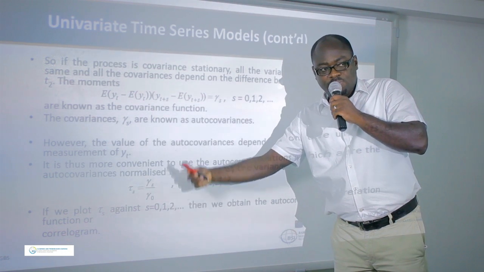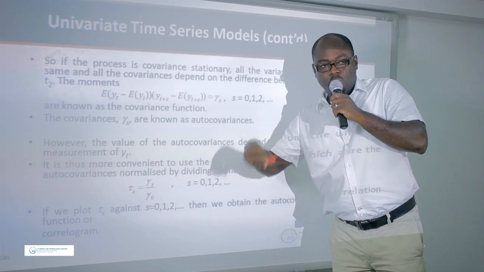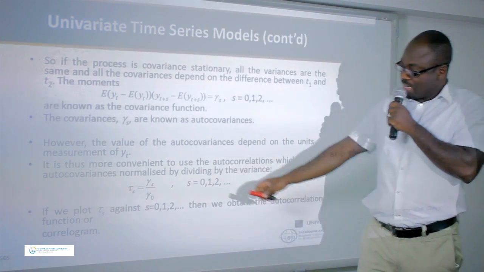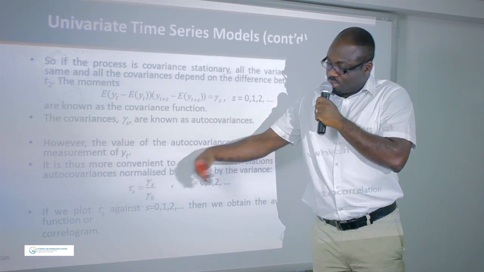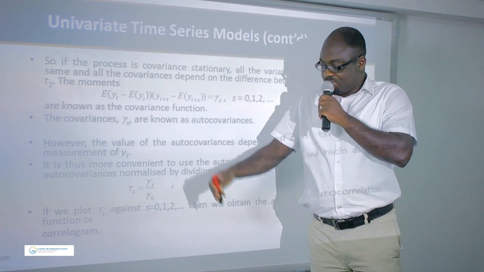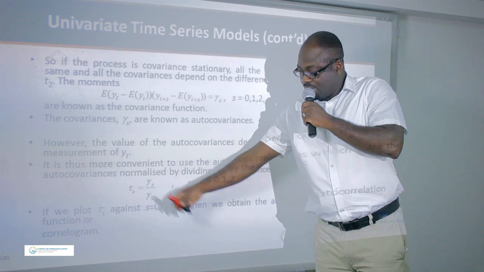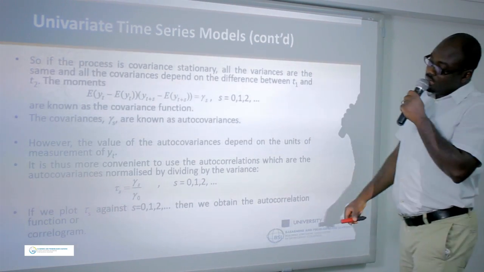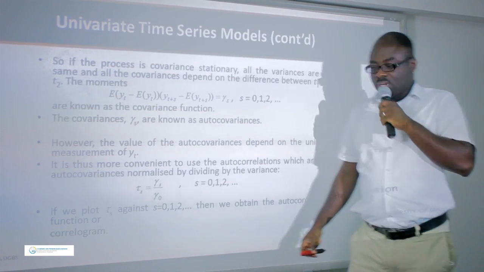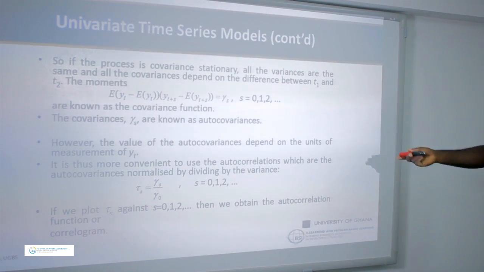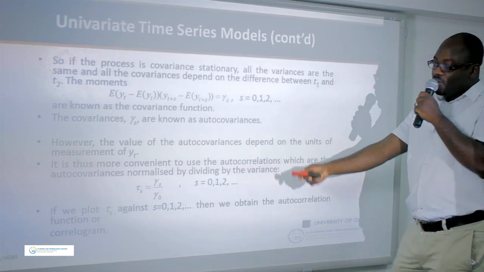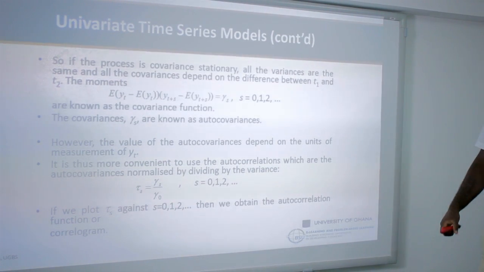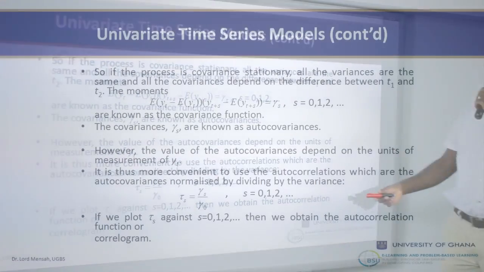So the squared deviation of the average from itself. We don't move any steps, which is why we don't see a series, so we have zero. That's gamma naught. Then gamma s, which is the relation of the series with itself some steps ahead, divided by the variance, gives us the autocorrelation denoted by tau s. If we plot tau s against s, the number of lags or leads, we obtain the autocorrelation function, or what we call the correlogram.